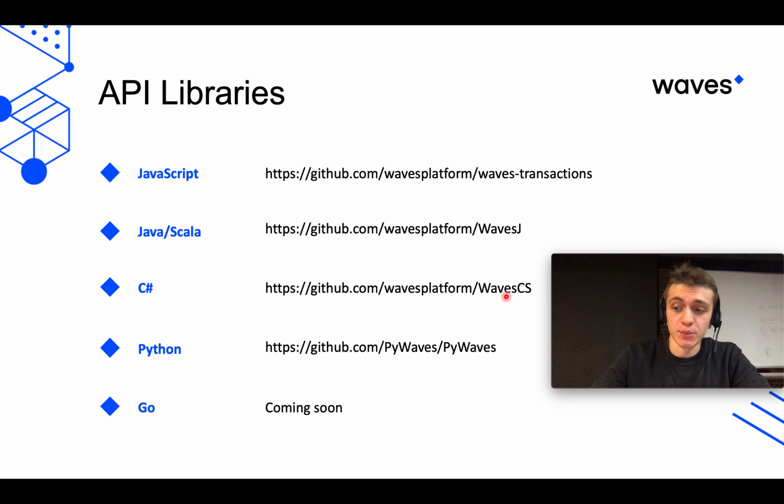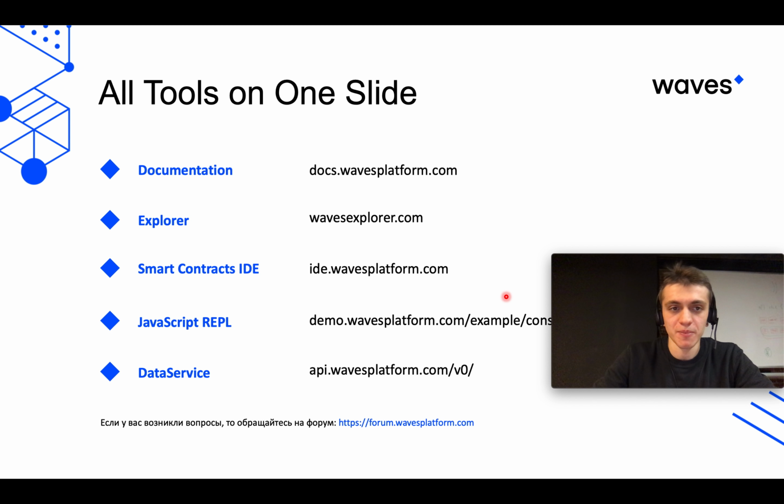Also, there are API libraries. Not only API, to be honest, all of them can also sign transactions. You can use libraries for JavaScript, Java and Scala, for C#, for Python, for Go, for Rust, for PHP, but mostly I think the best libraries are for JavaScript, Java, Scala, C#, and Python. You can find libraries for PHP, as I already said, Go, and Rust in our documentation.